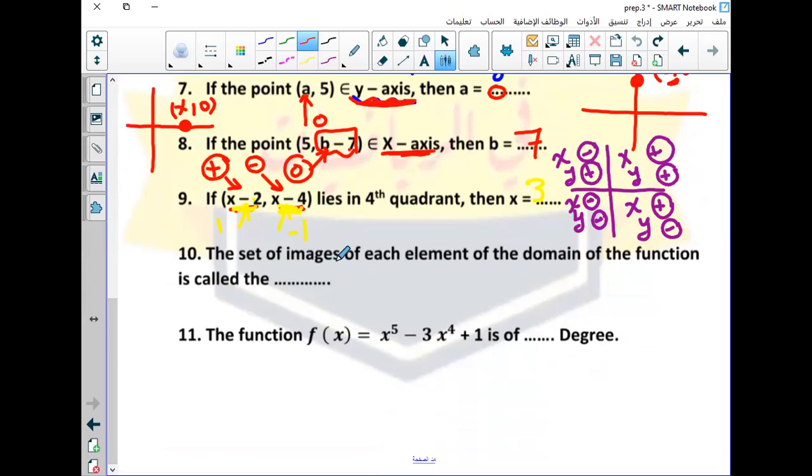Okay, number 10: the set of images of each element of the domain of the function is called the range. Okay. Number 11: the function f of x equals x power 5 minus 3x power 4 plus 1 is of fifth degree, because the power here is 5. Okay.